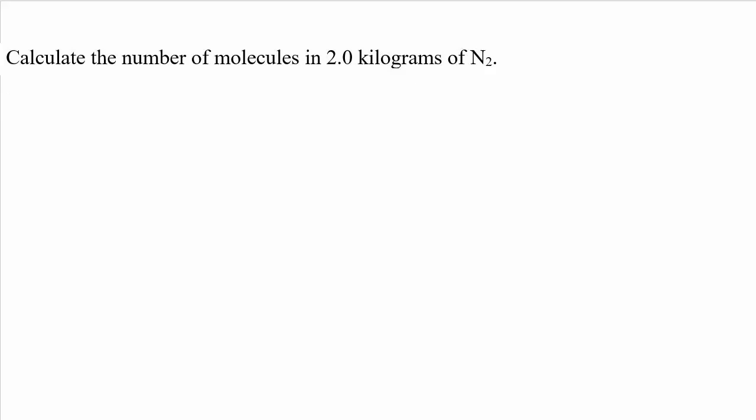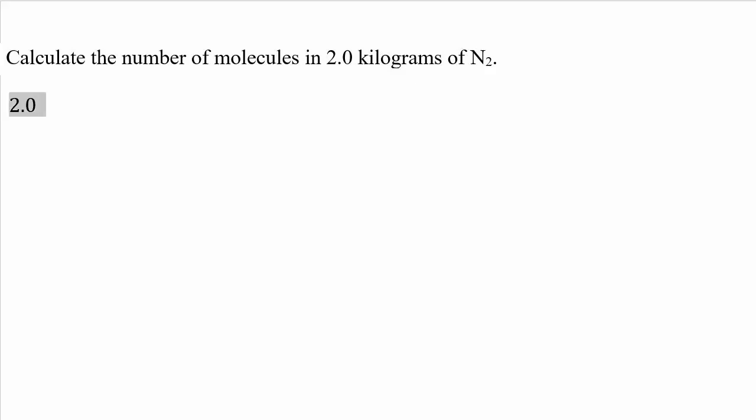The first step is to write the given data in the format of the chemical conversion factor, where each term consists of a value, a unit of measure, and a substance identity. In this case, we have 2 kilograms of molecular nitrogen.